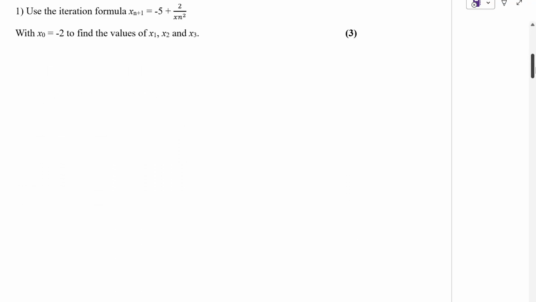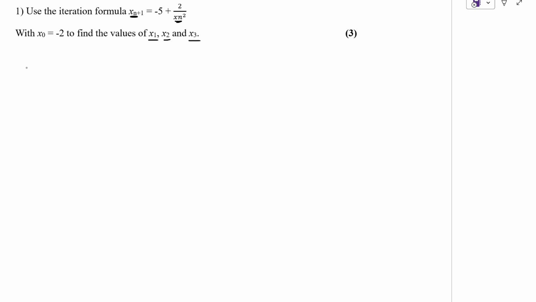All right, starting off with question 1. We need to use the iteration formula, all of this, with x0 equals minus 2 to find the values of x1, x2, x3. Okay, I'm sure you've come across iteration questions before. The best way to look at these styles of questions where we're working out x1, 2, and 3 is to look at this formula as kind of like a function machine. So we put in one value, which is xn, and we sub in that value here, xn, and we get an answer. And then we keep doing that until we get a numerical value.